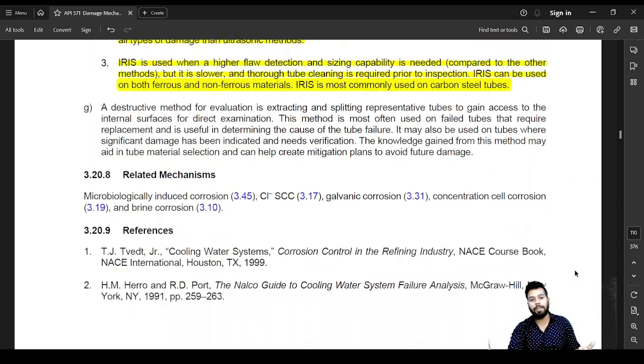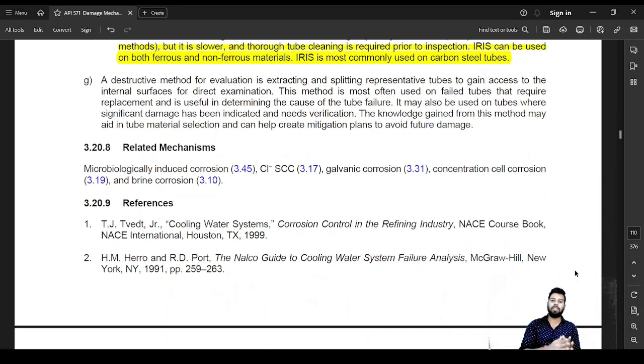There are some related mechanisms associated with this, so we have all seen this. We have seen microbiology induced corrosion, we have seen chloride stress corrosion cracking in this series. We have also seen galvanic corrosion and concentrated cell corrosion. We have not seen brine corrosion, but that is also associated with this kind of damage.